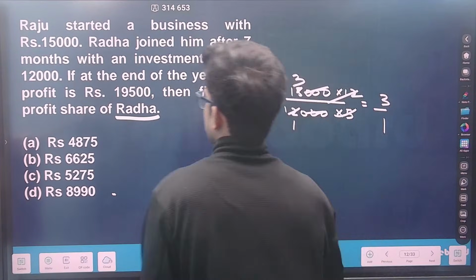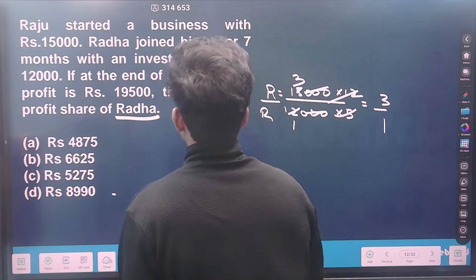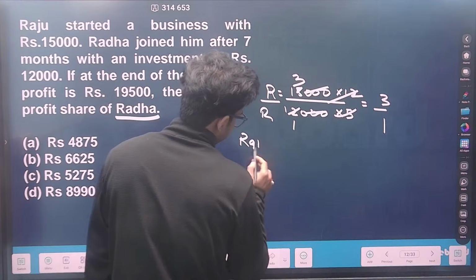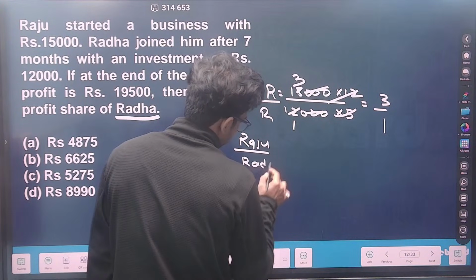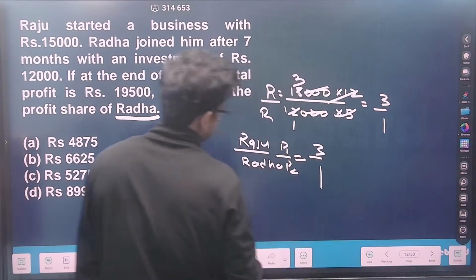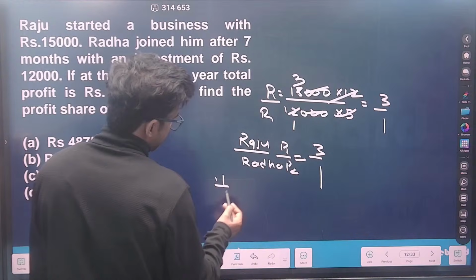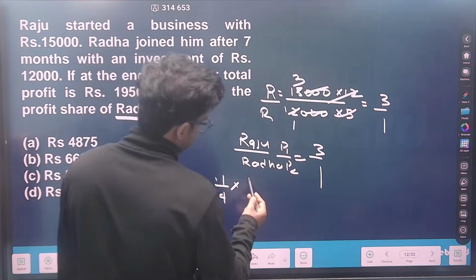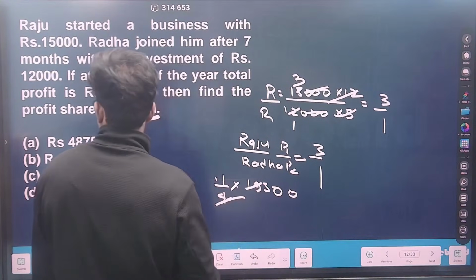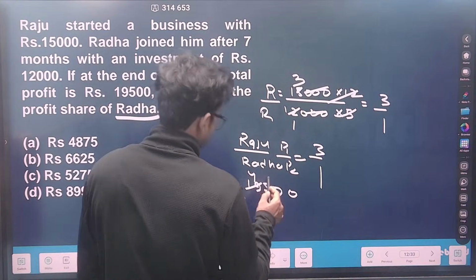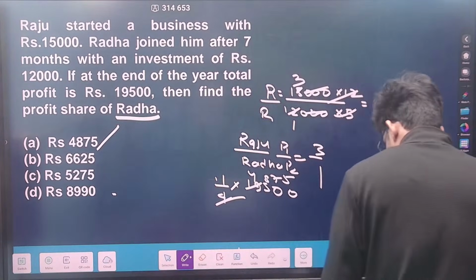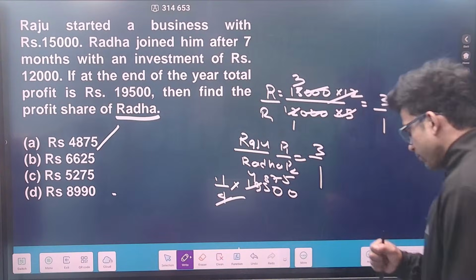Correct? And the total profit was given. So Raju to Radha, P1 by P2 is 3/1. They're asking for Radha. Radha is basically 1/4 of the total profit, which is 19500. So 4 4s are 16, 4875. Option A was the correct answer. Correct, na?